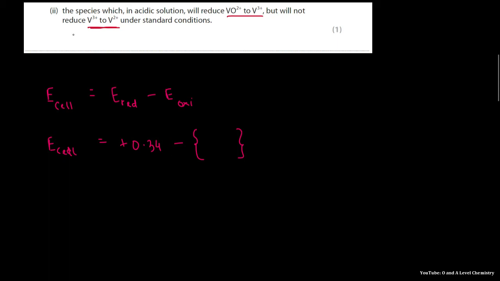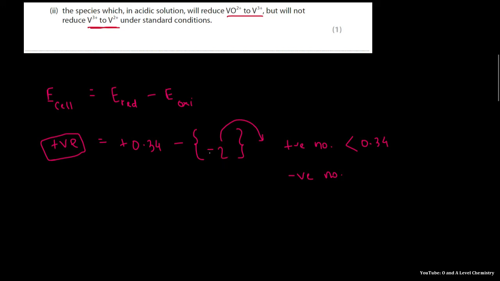This is the unknown. And we know that this was reduced, so that means that the E cell was positive. I'm just going to mention that this value, whatever it was, was a positive value. So in order for the E cell to be positive, this number here can be either a positive number that is less than 0.34, or it can be any negative number, right? It can be any negative number.